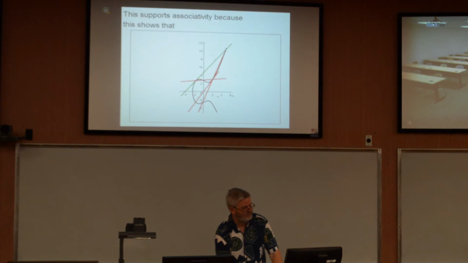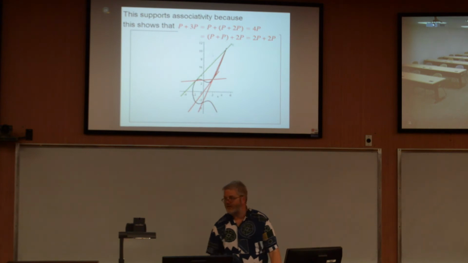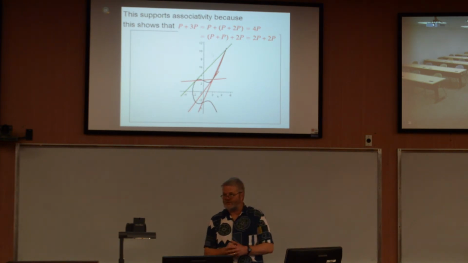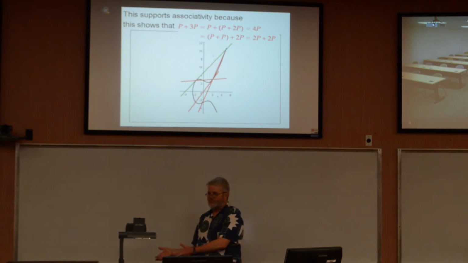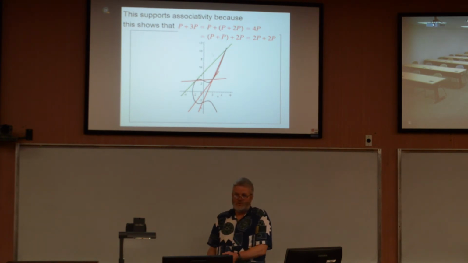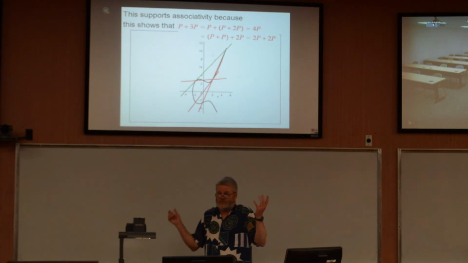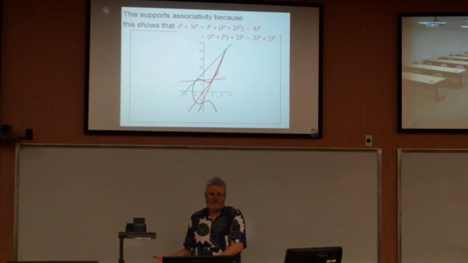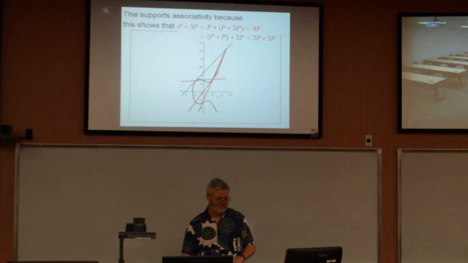So that supports associativity because it shows that P plus 3P, which is P plus this, which is 4P, is the same as 2P plus 2P. So that kind of supports that it's associative. We couldn't say that 2P plus 2P equals P plus 3P if it wasn't associative. If it wasn't an associative law, we wouldn't know what we'd get if we tried that. 2P plus 2P could maybe be totally different than P plus 3P.